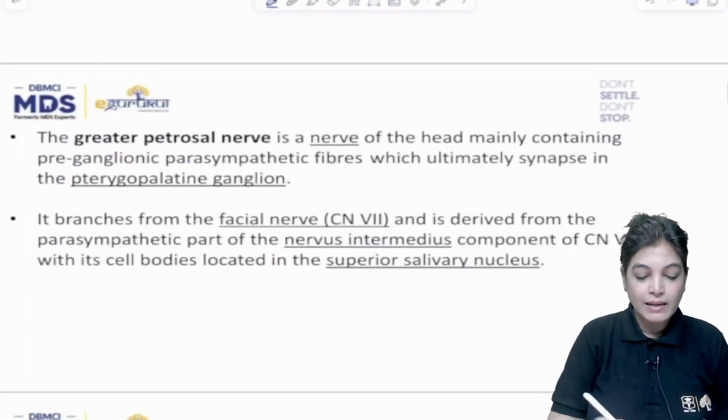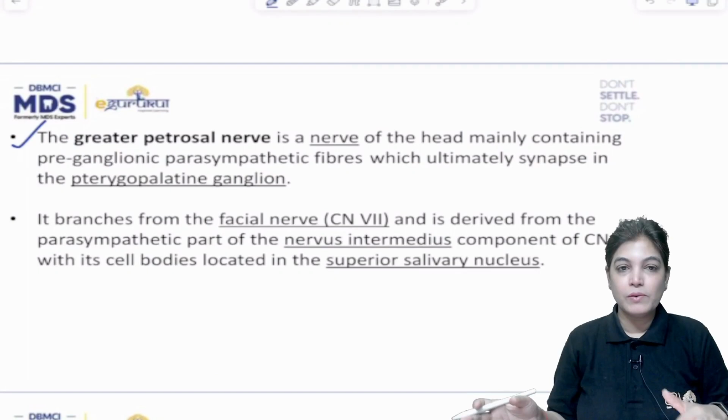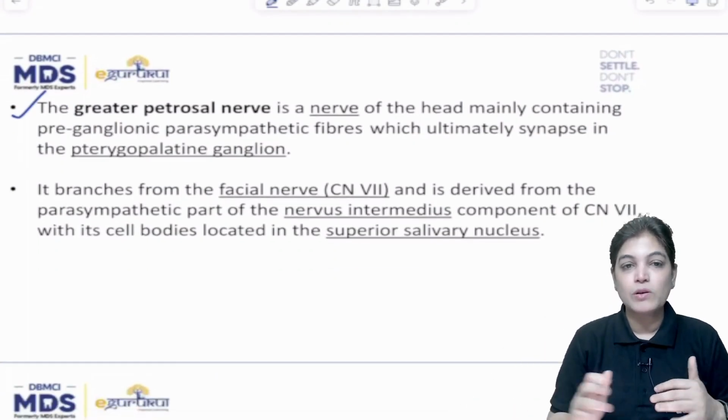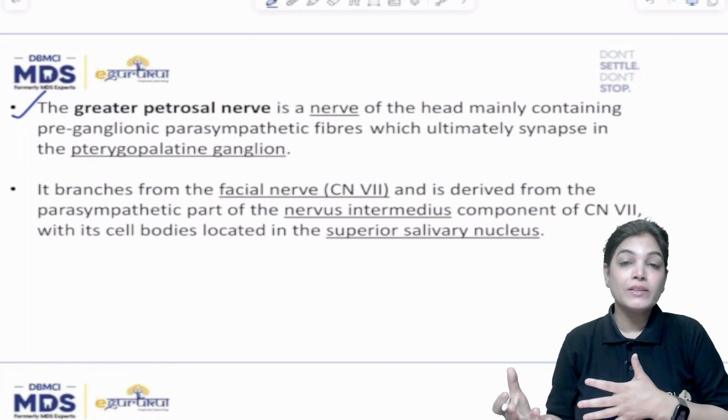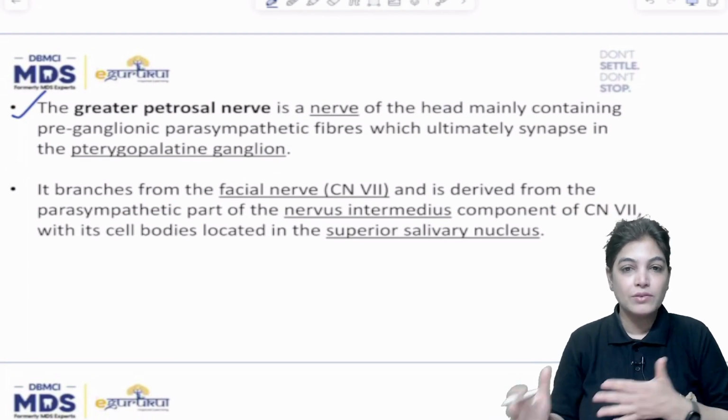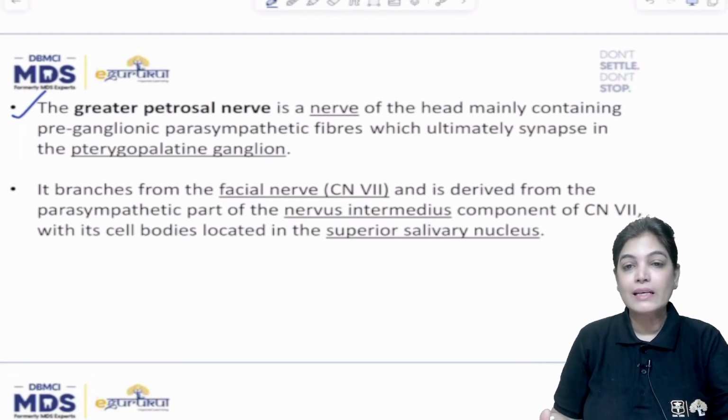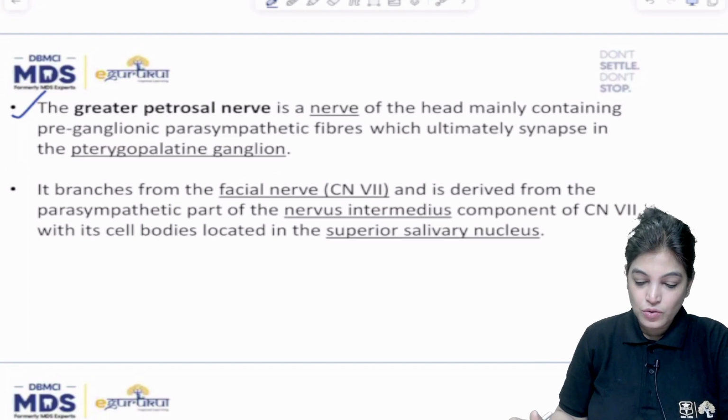So why am I marking this? Actually, greater petrosal nerve we will mark as the right answer. Please don't get confused, because we know that the greater petrosal nerve joins with the deep petrosal nerve and traverses toward the foramen lacerum and then gives innervation to the important structures.